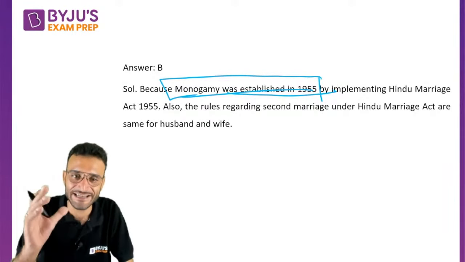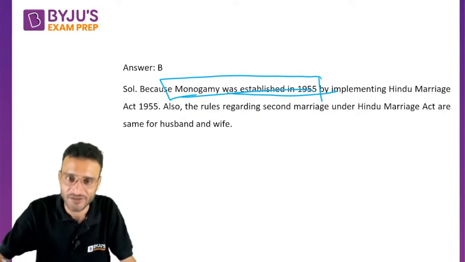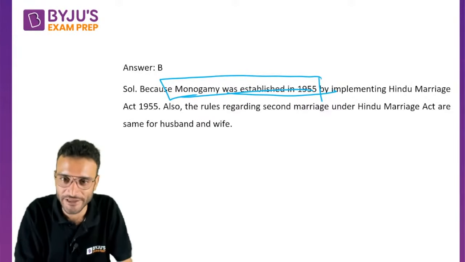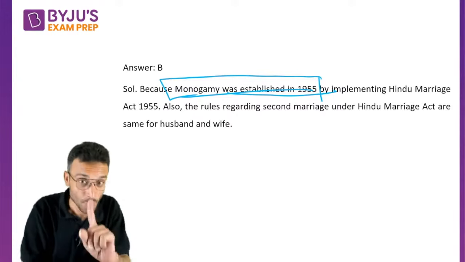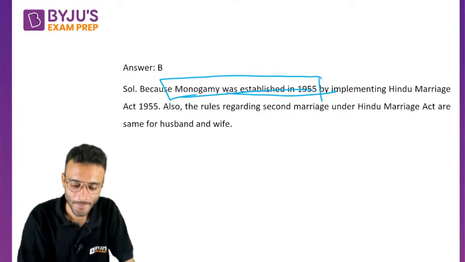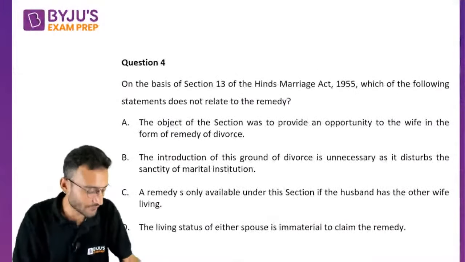The Hindu Marriage Act came into being in the year 1955, and so bigamy was abolished, polygamy was abolished, not monogamy. Okay, good. Moving on to question number 4.